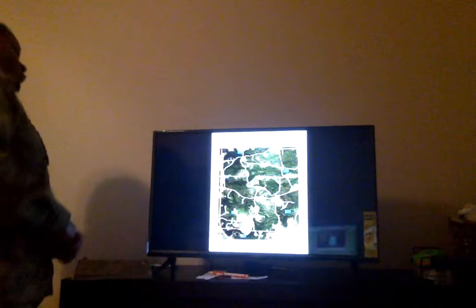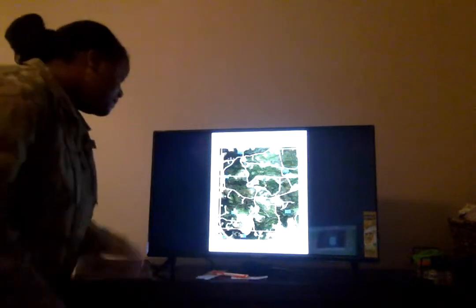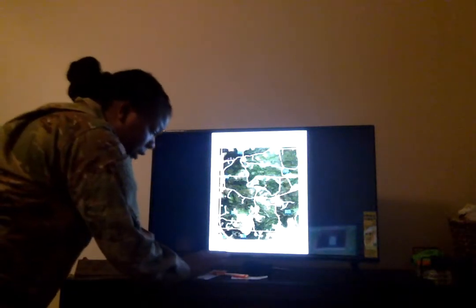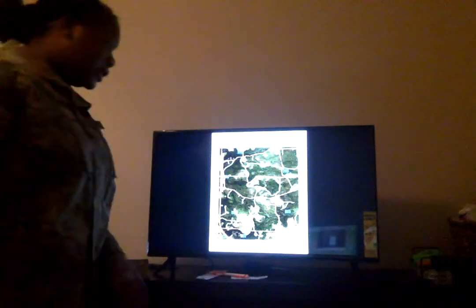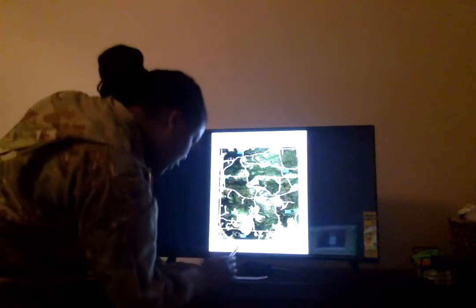Also down here, this map is a 1 in 25,000 scale map. It also tells you that 1 inch equals 635 meters. So with that being said, 1 inch converts to 635 meters. This specific scale is going to go from 0 to 2,000 meters.